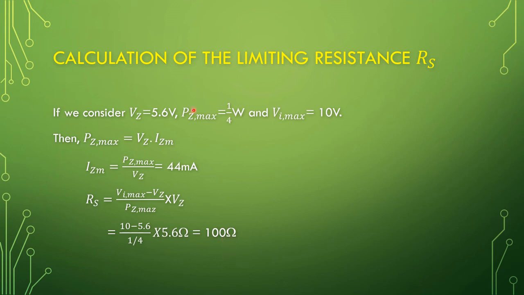So this is the procedure of calculating the limiting resistance Rs value. In this way we can easily calculate the value of the Rs resistance, which is used in the line regulator circuit arrangement. I hope you understand this topic.